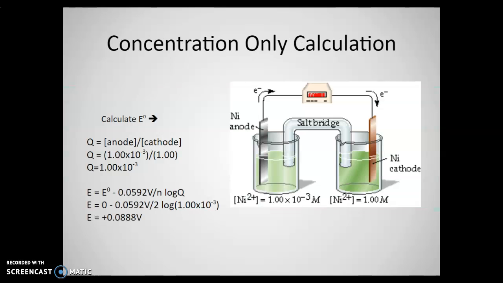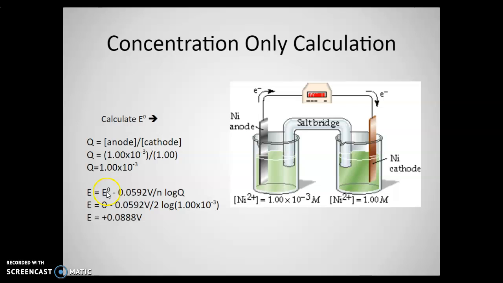So you can also create a battery just based off of concentrations. If you had the same reaction on both sides, you have nickel and nickel ion solutions. So nickel going to nickel 2 plus, and nickel 2 plus going to nickel, I'm sorry, the other way around. Nickel 2 plus going to nickel, and nickel going to nickel 2 plus. All you could do is separate them with a salt bridge and put a voltmeter in there. You can actually get a measured voltage from this.